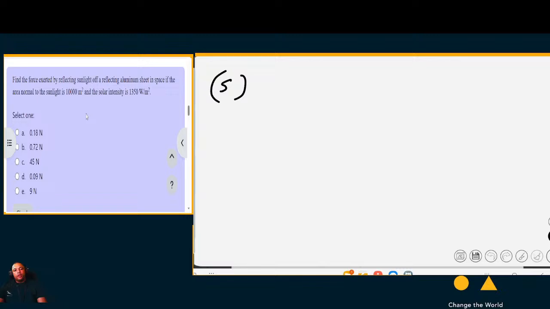Okay, remember Newton's third law: for every force there is an equal but opposite force. So it creates a force because it is reflected off. It does impart a small bit of force. Now, that force is due to radiation pressure. So how do we calculate radiation pressure? The radiation pressure, P rad, is equal to 2 times the intensity divided by the speed of light. In this case, it's the sunlight's intensity, the solar intensity.